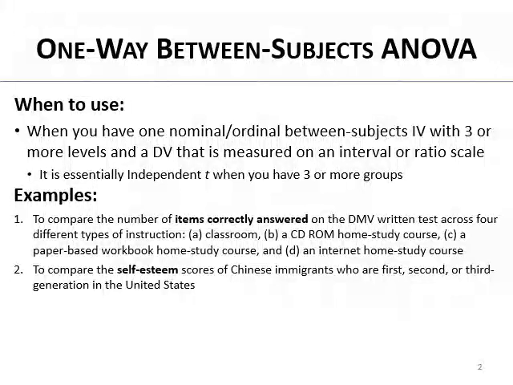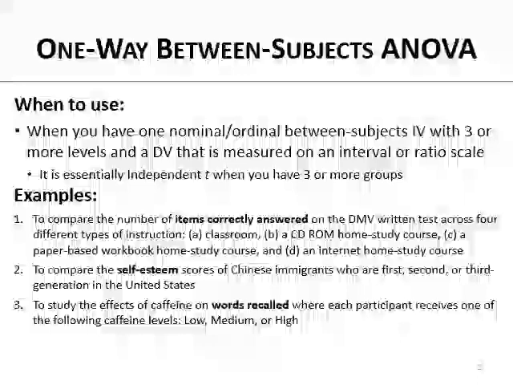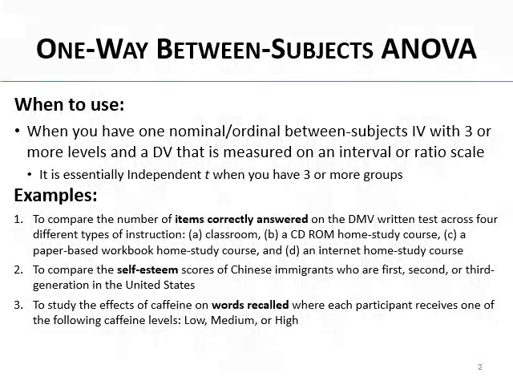and so you've got a 3-level independent variable. How about to study the effects of caffeine on words recalled, where each participant receives one of the following caffeine levels, either low, medium, or high caffeine. DV is words recalled, which is ratio, but close enough to interval ratio. And the independent variable is 3 levels, low, medium, or high. Each person only gets one of those, so it is indeed a between groups design with 3 or more levels and an interval/ratio DV. That is between subjects ANOVA.